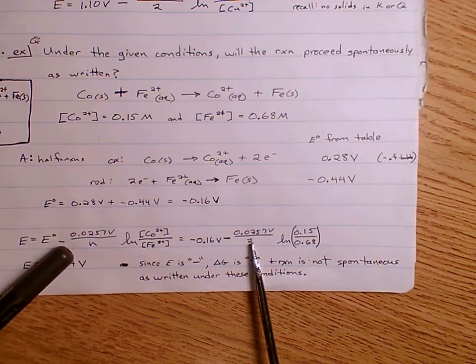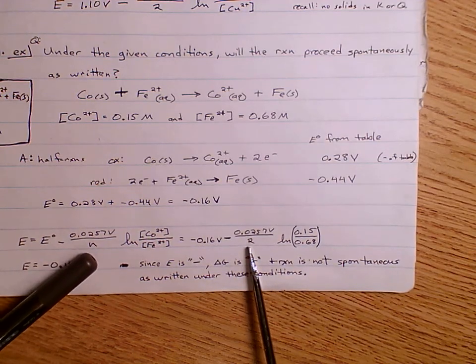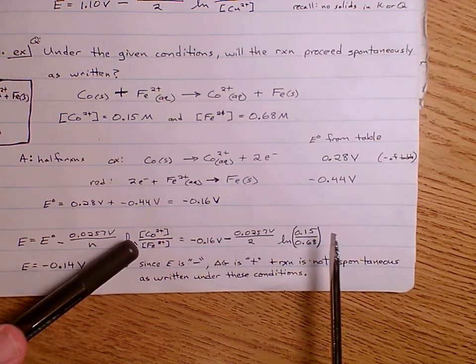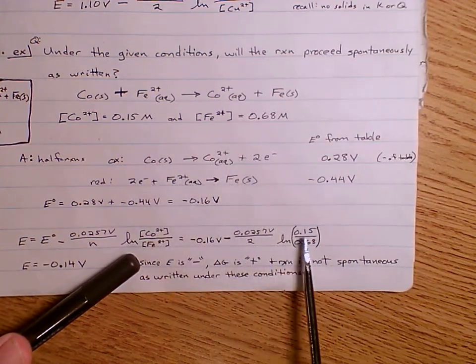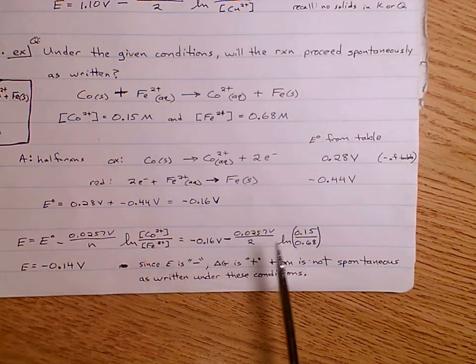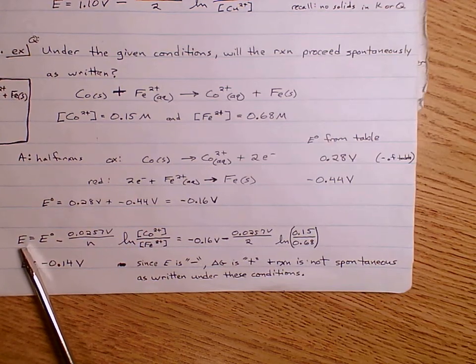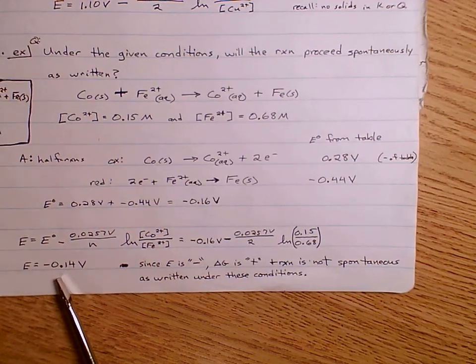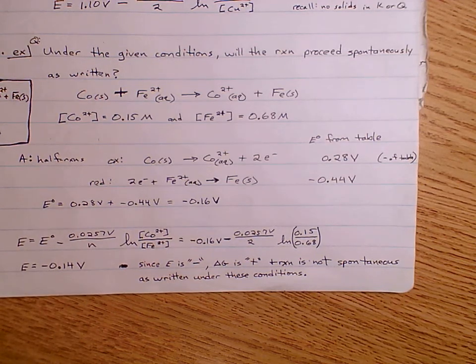minus 0.0257 volts over n, where n is 2, times the natural log of the cobalt 2 plus concentration, which is 0.15 molar, over the Fe2 plus, which is 0.68 molar. And so when you grind this out, you find that E, our cell potential under these conditions, is negative 0.14 volts. Negative means it's non-spontaneous under these conditions.